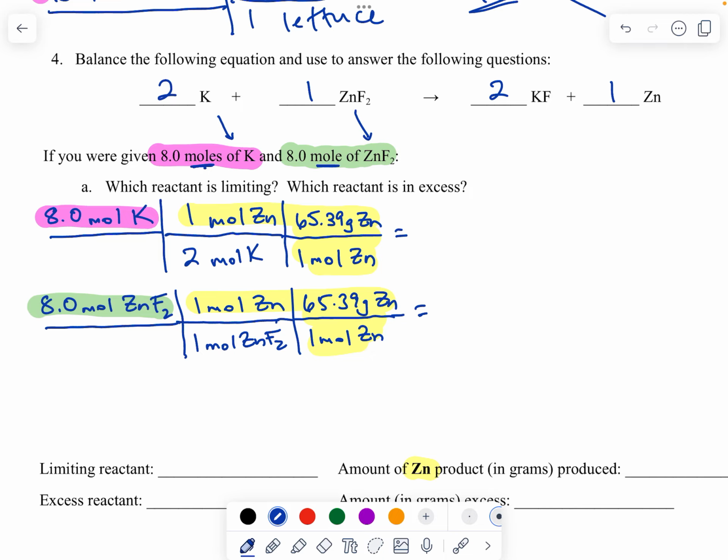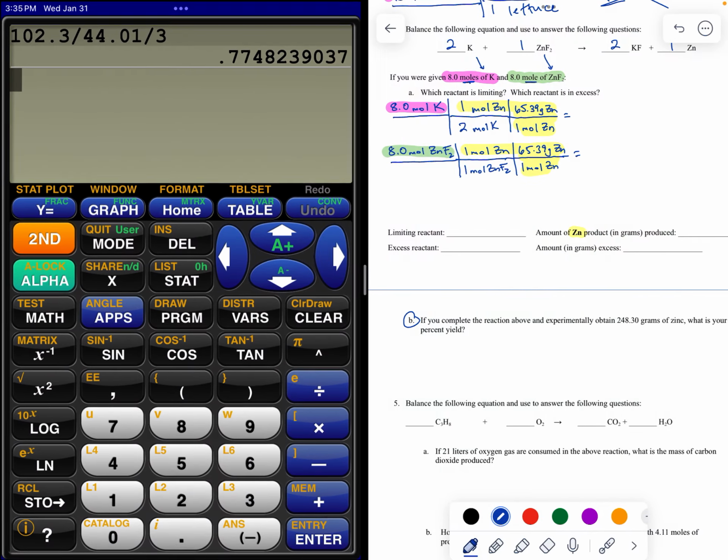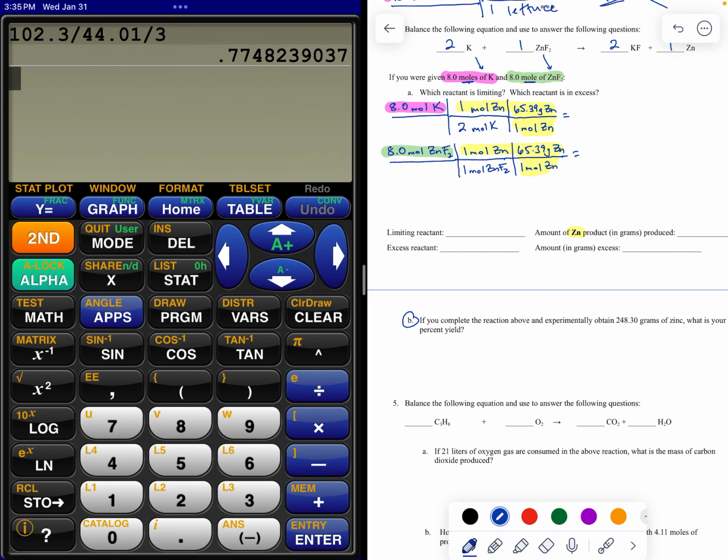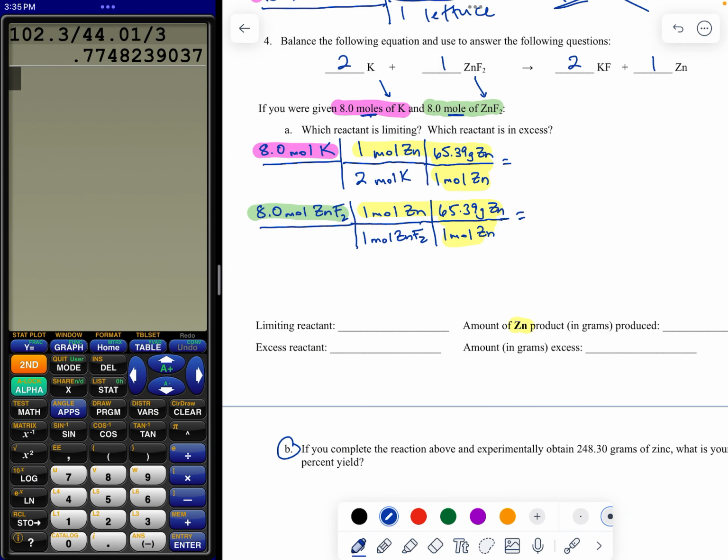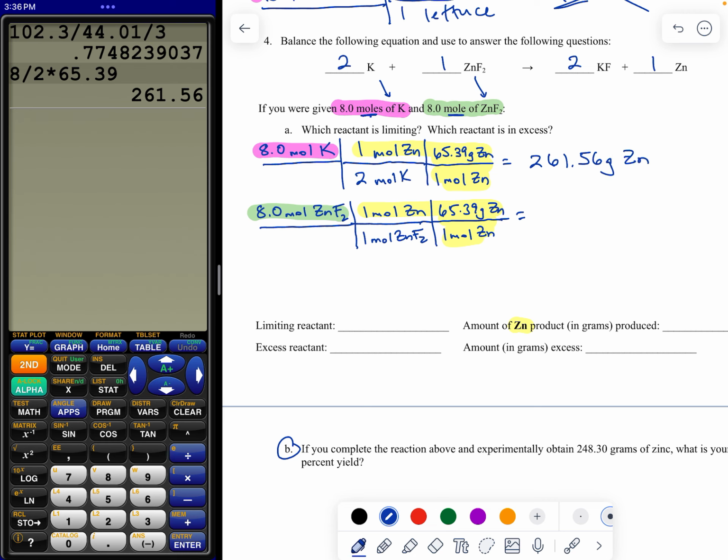So I go through and I do this math, and now I'm going to do this in the calculator here just so that you can see me do it. There we go. I'm going to do the top one first: 8 divided by 2 on the bottom, and then times the 65.39. That's going to give me 261.56 grams of zinc.